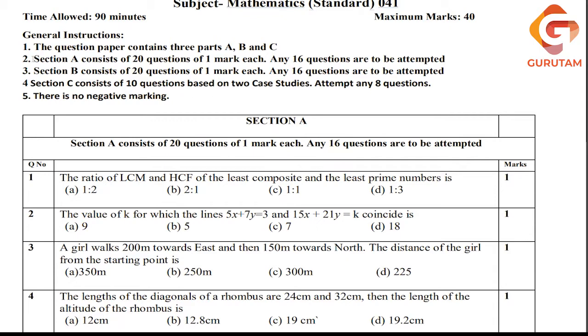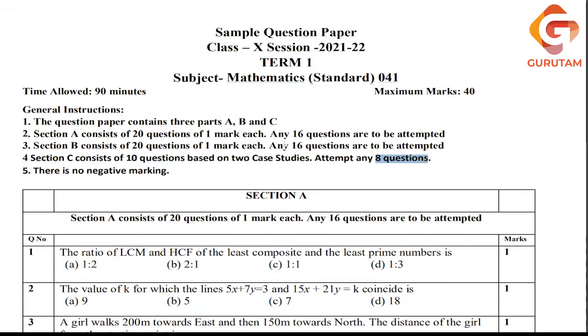Okay, so they have given Section A will consist of 20 questions, each one mark, right? And you can see here you have to attempt 16 questions. Section B also has 20 questions, one mark each, and you have to attempt 16 questions. So 32 questions you have to attempt here. And case study, they will give you 2 case studies. In the 2 case studies, there will be 10 questions, and you need to attempt 8 questions. Again, I'm saying this is the standard paper I'm talking about.